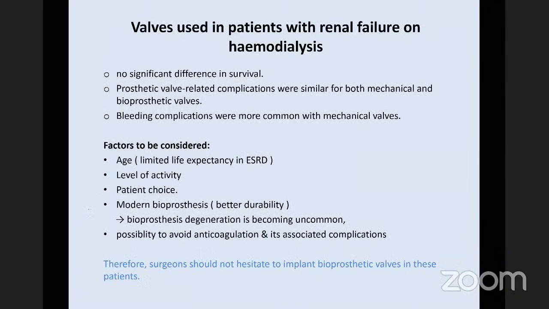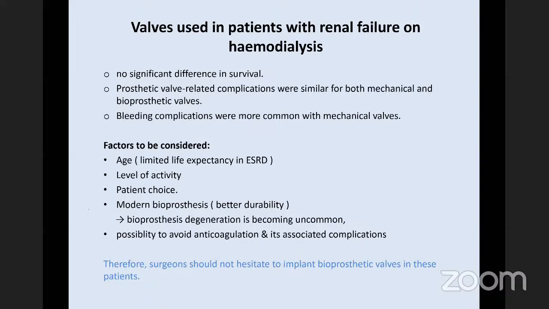So on reviewing the literature, there is no randomized controlled trial addressing this question, but there are systematic reviews and meta-analyses and other prospective and retrospective studies that show there is no significant difference in survival between mechanical and tissue valve in end-stage renal disease. Prosthetic valve-related complications in patients on dialysis were almost similar for both mechanical and tissue. However, bleeding complications were a bit more commonly associated with mechanical valve.